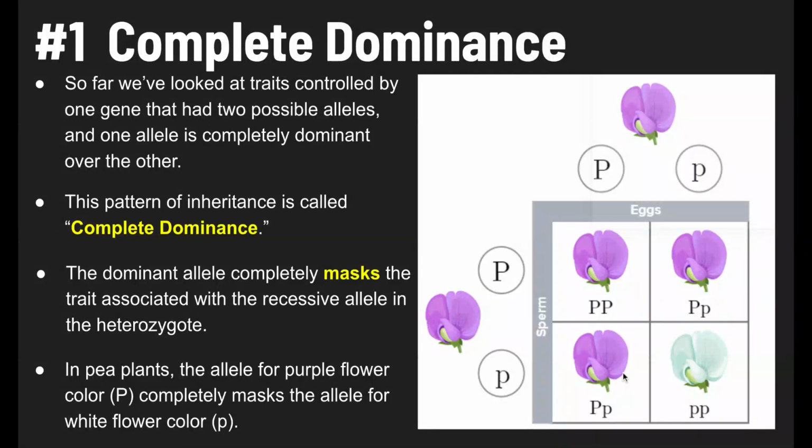And you can see this. Look at the 2 heterozygotes. Here's big P, little p. Here's big P, little p. Notice their color is purple. Even though they have the allele for white flower color, that allele is masked by the allele for purple flower color. So that's why these 2 heterozygotes appear purple.